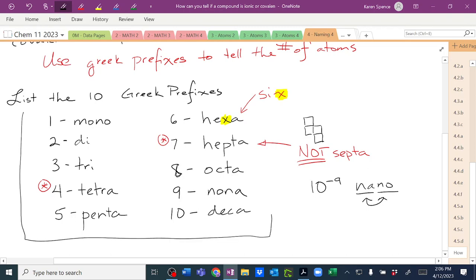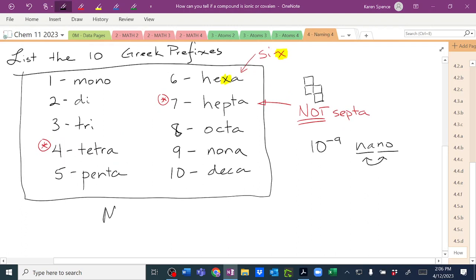Okay, so you must commit these to memory. In grade 10, you may have had a list of them. No such luck this year. Memorize these. There will be a quiz on this tomorrow, and you will have to have memorized your prefixes, but if it doesn't go well, you can redo it on Friday or Monday, right?